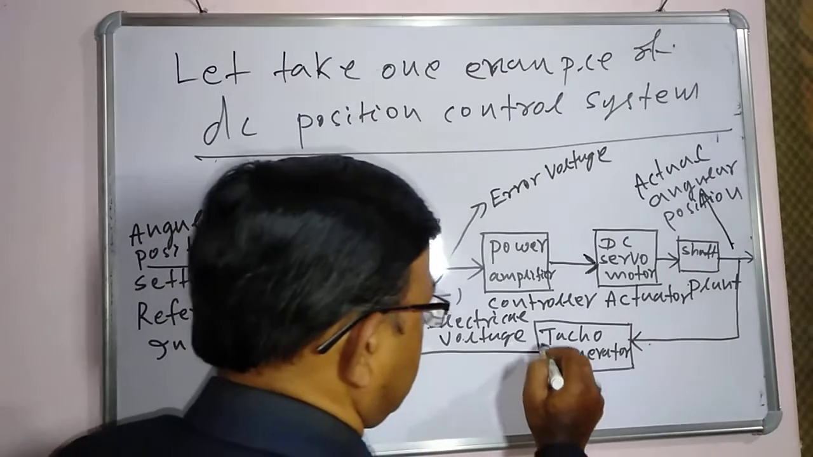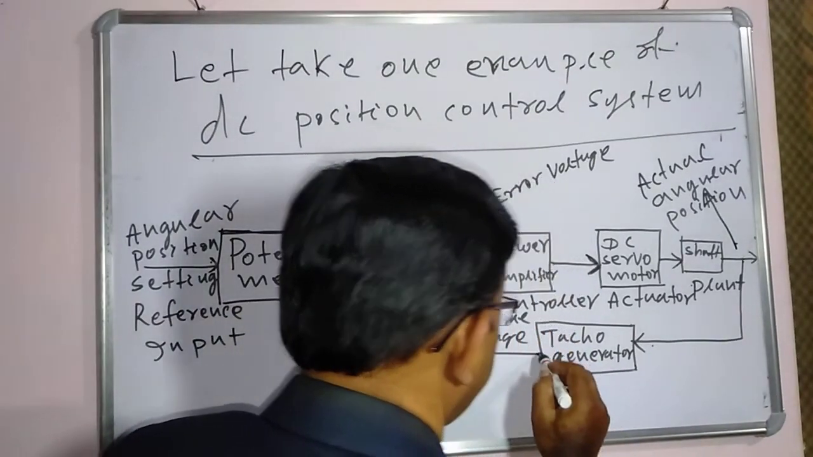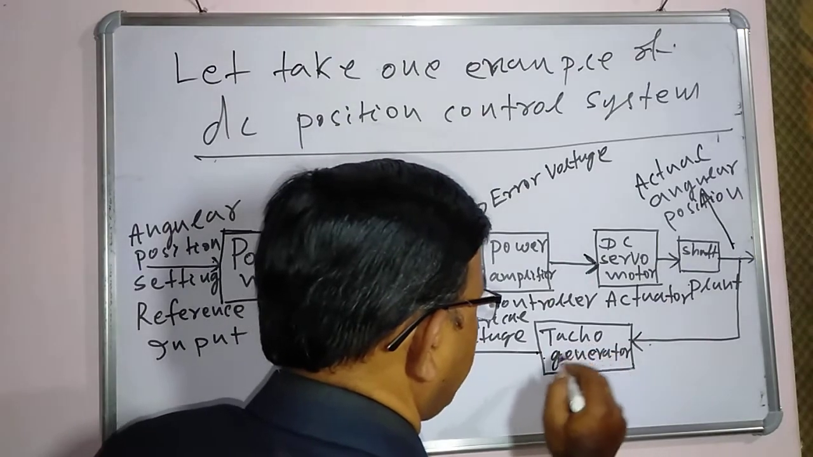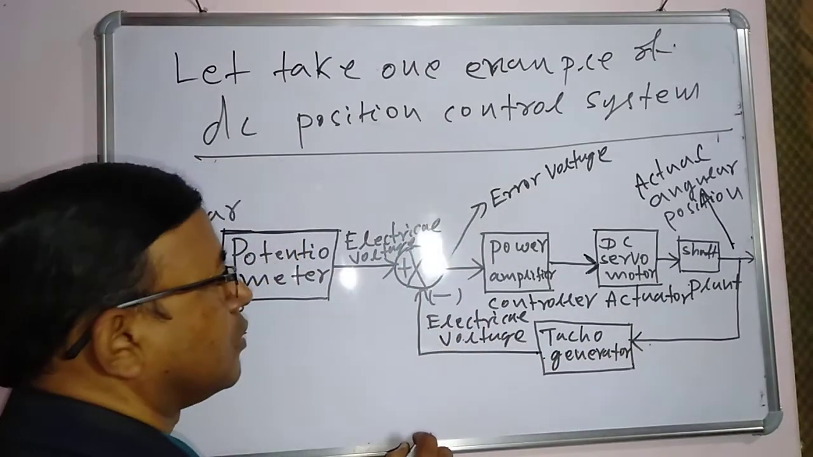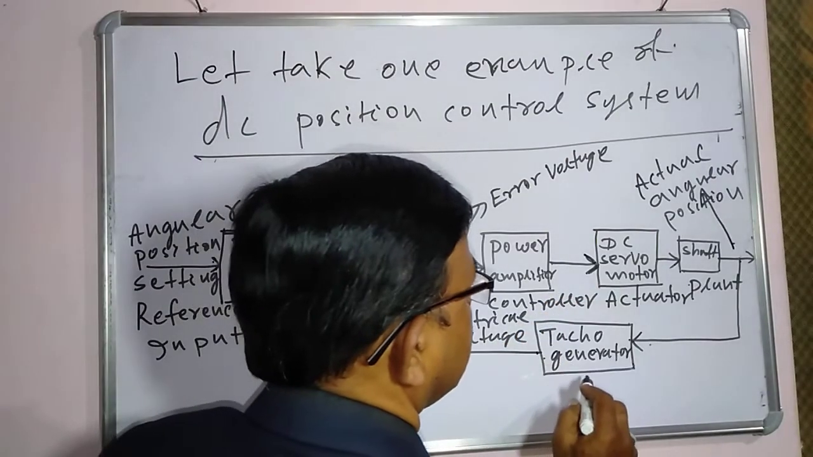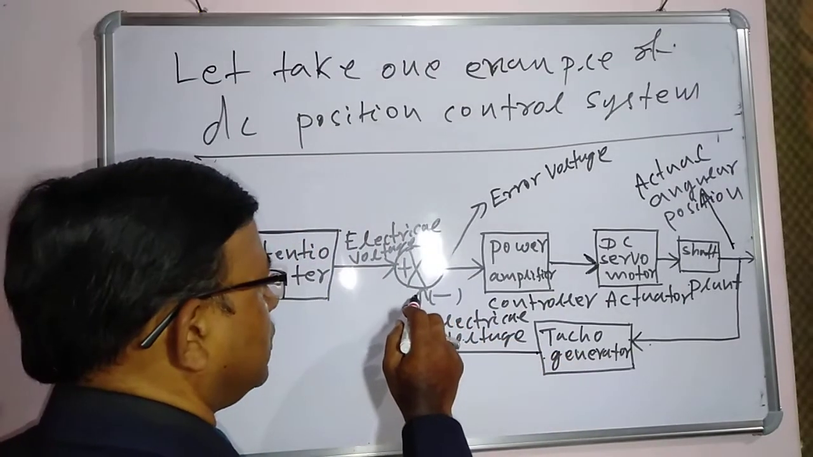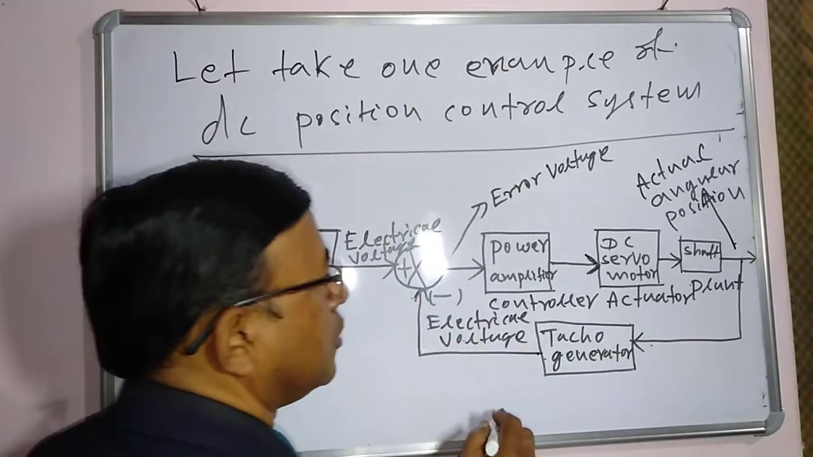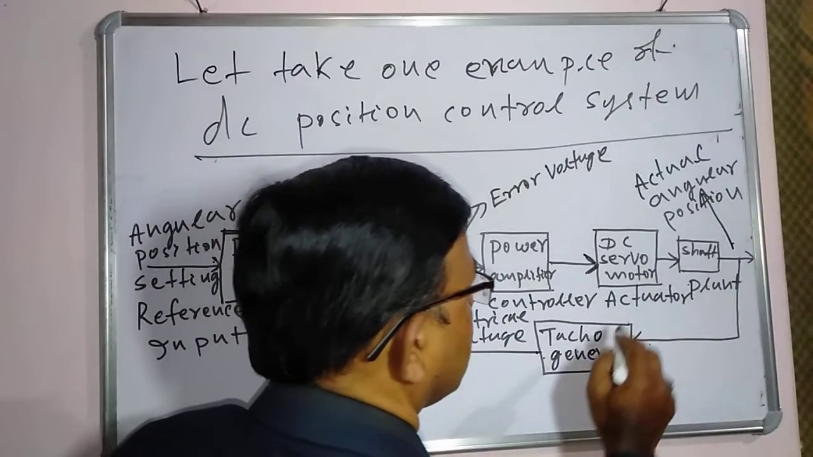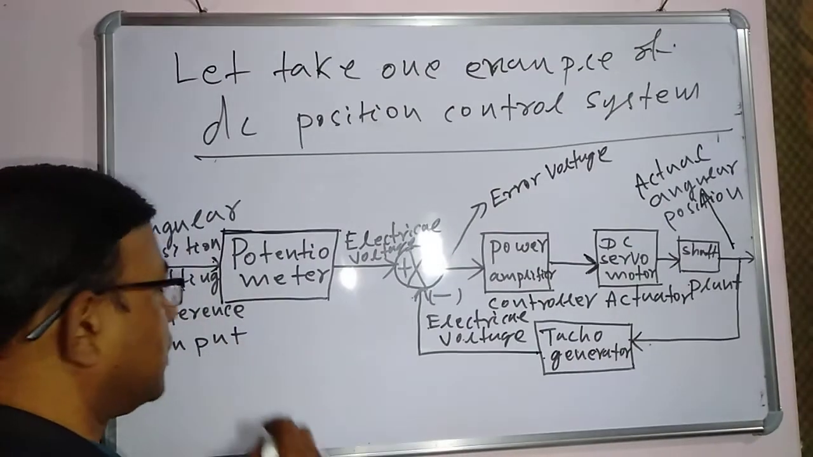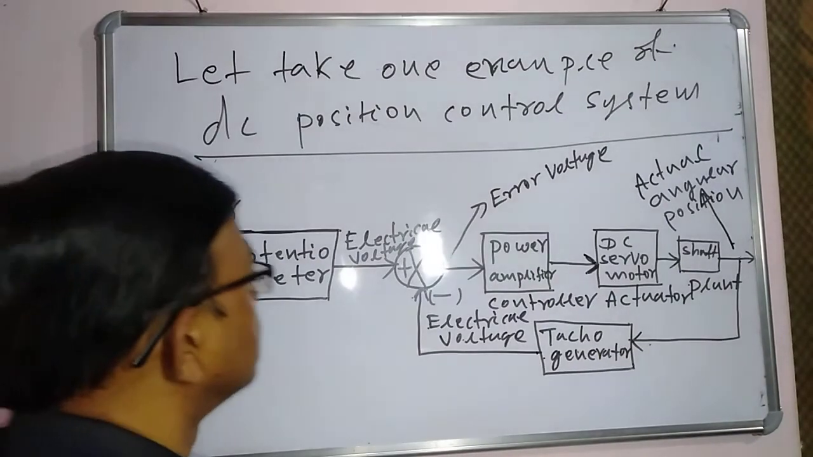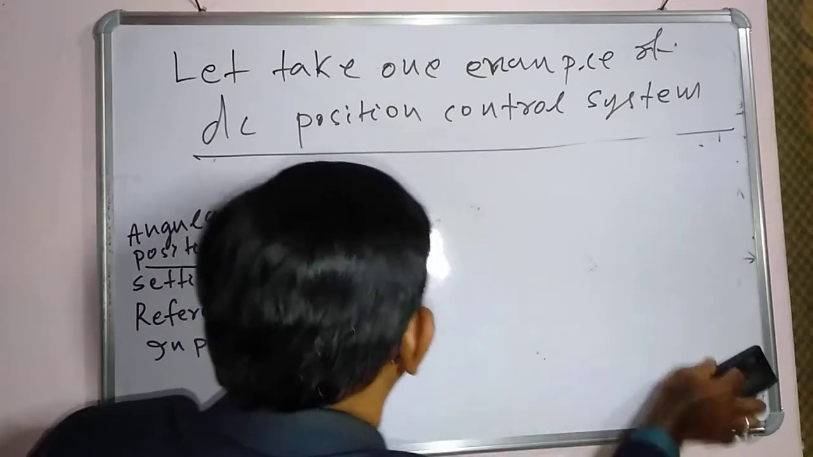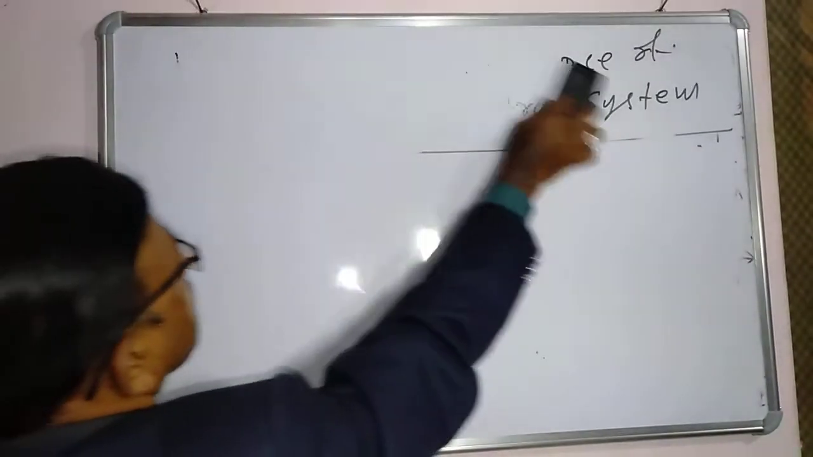Therefore here the tacho generator acts as a feedback sensor or feedback transducer. So due to feedback, the error is automatically corrected; as long as there is an error, it keeps rotating. When the error voltage is 0, it comes to the equilibrium position or steady state position according to our reference input or command input. So to understand feedback, we can take another example, that is our automatic iron.